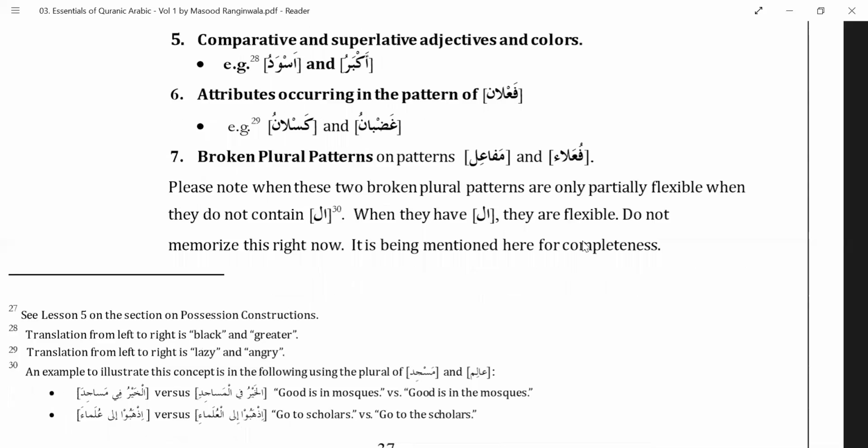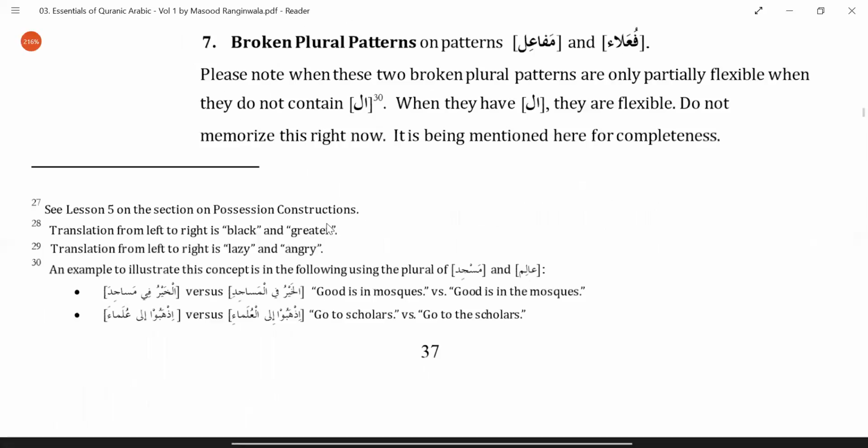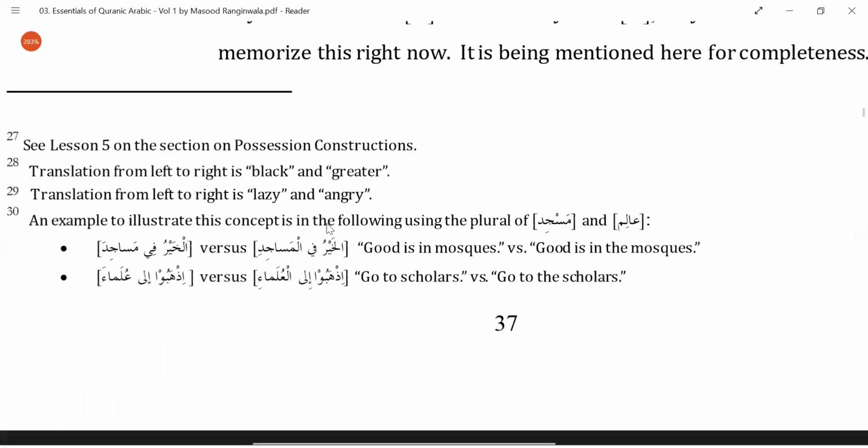One thing to note, for example, Masajid is on the pattern of mafa'il. Masajidu, masajida, and masajida. You will not say masajidi. But when you put L, having L makes it flexible. So then you will say Al Masjidi. Then you can put a kasra. There is an example here given to explain that. Example is alim and masjid.